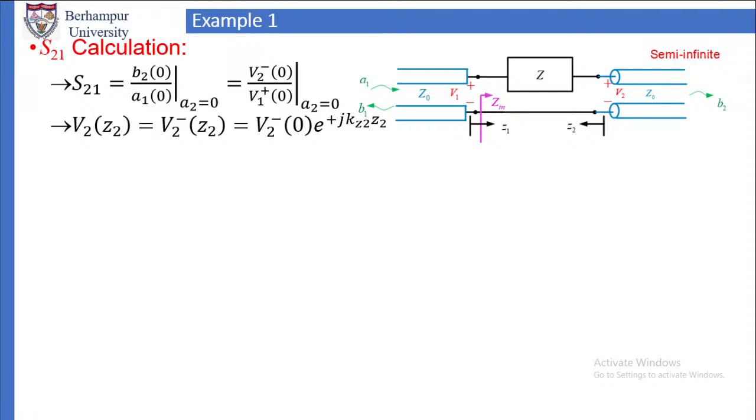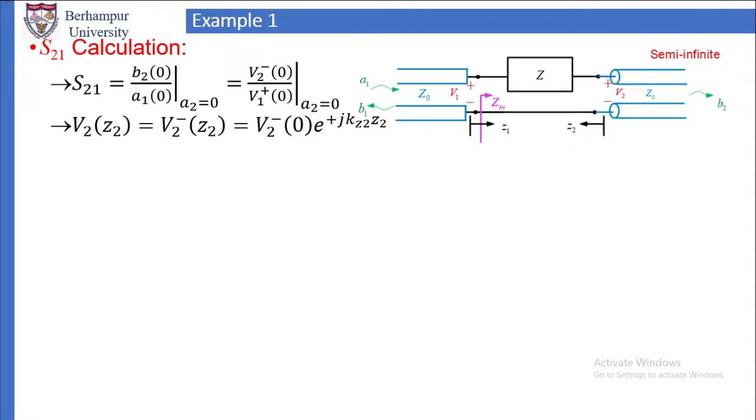B2 is equal to V2 minus Z2. Why? Look at the figure. If you look at the figure, V2 is the voltage across the point where this impedance is connected to the second transmission line on the right hand side. Now that voltage is the voltage on the transmission line. Therefore, V2 at Z2 is equal to V2 minus Z2.